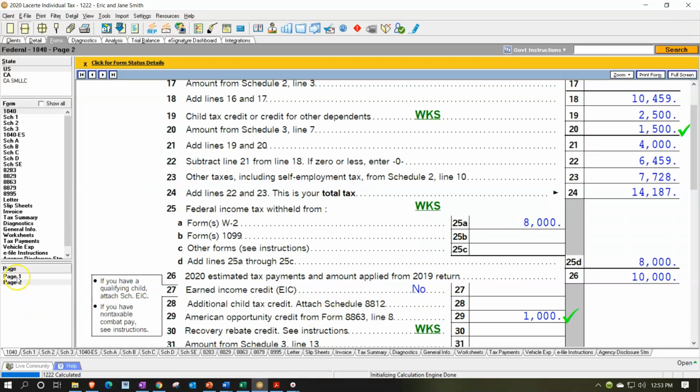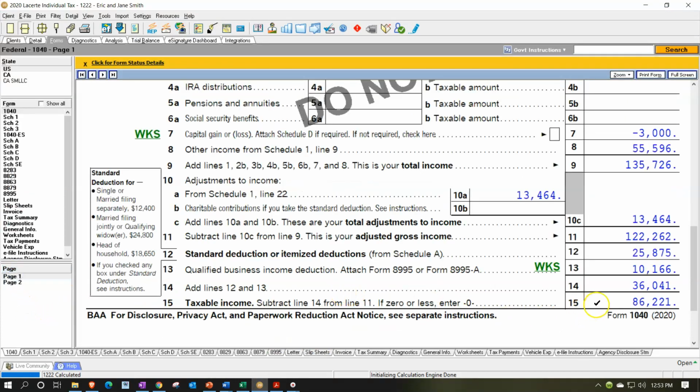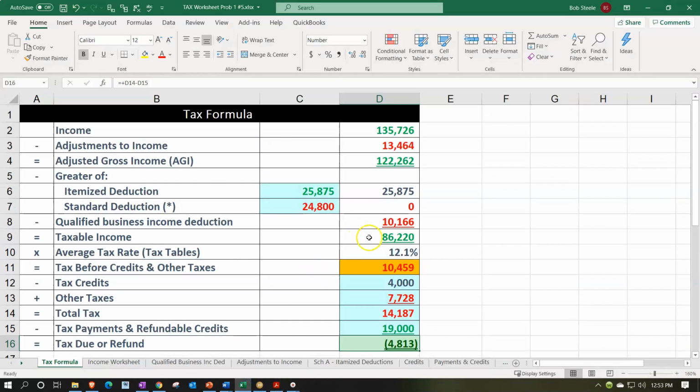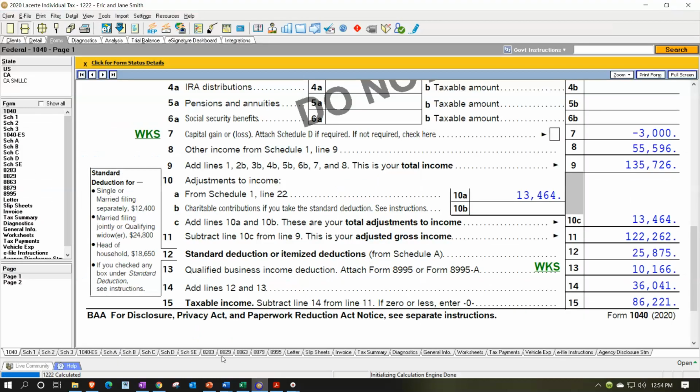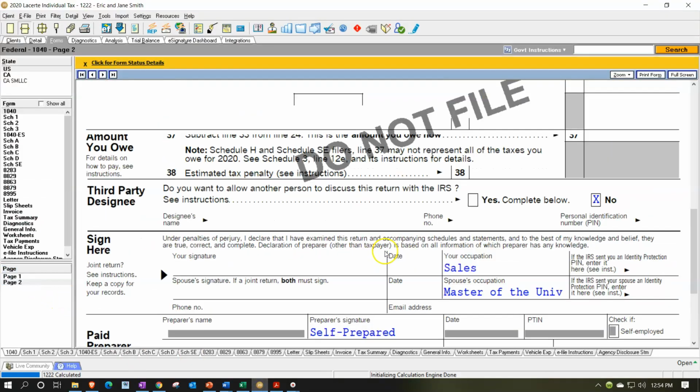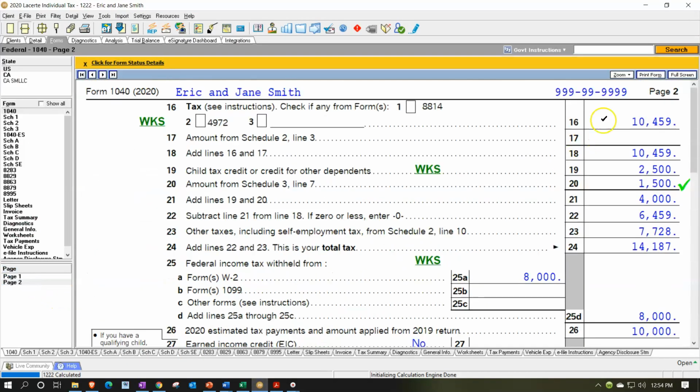Once again, on page 1, there shouldn't be any change. We're still at the 86,221. Might be a dollar difference for rounding. So we've got the 86,220. Tax shouldn't change. That's the 10,459, which we're relying on Lacerte to calculate. So we got the 10,459 there. That's what we have here.